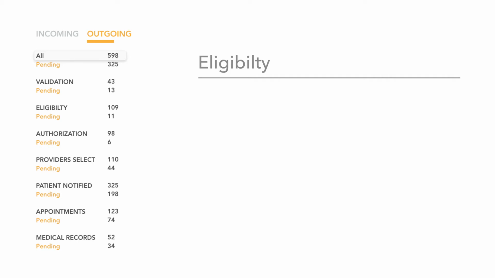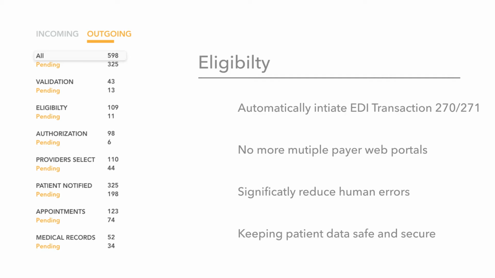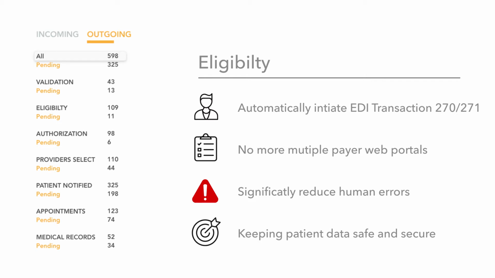Stage 2 is eligibility. Once all the documentation is gathered, 3C will then initiate what is called an EDI 270 and 271 transaction, which is an automatic electronic eligibility check with the payer. Coordinators no longer need to log in and out of multiple portals, making mistakes and exposing more patient information along the way. This seamless direct connection significantly reduces human errors and keeps patient data safe and secure.